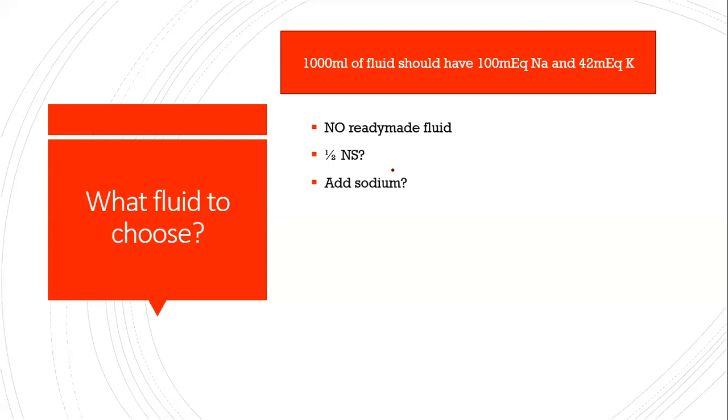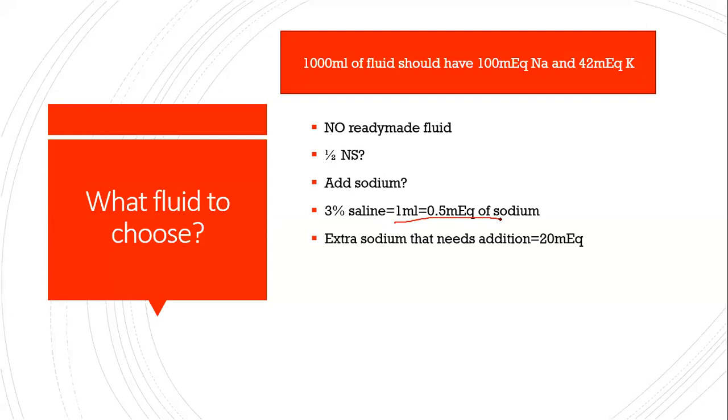So what can you do? You should add sodium. How are you going to add sodium? You will add sodium with 3% saline. What did we see in 3% saline? It had 513 milliequivalents per liter of fluid. Or to put it simply, 1 ml has 0.5 milliequivalents of sodium. If you want to add, how much are you going to add?